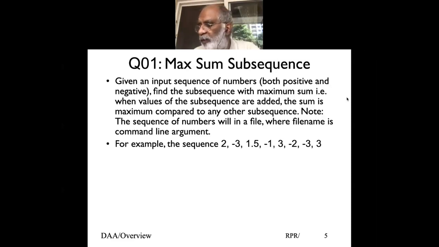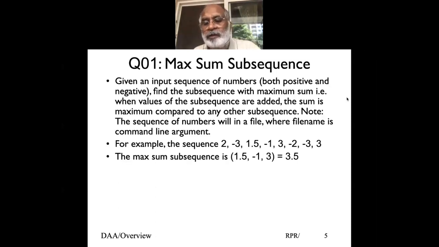Now let's look at the sequence, which is 2, 3, 2, minus 3, 1.5, minus 1, 3, minus 2, 3, and 3. Now, how do we solve this problem? That is what I'm trying to explain. In this case, the maximum subsequence happens to be 1.5, minus 1, 3, which gives you 3.5.